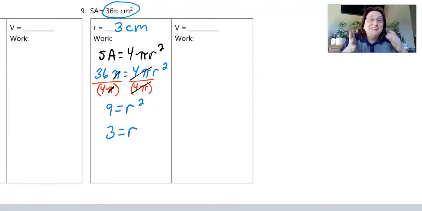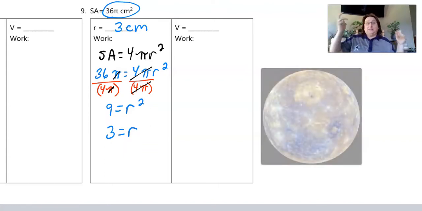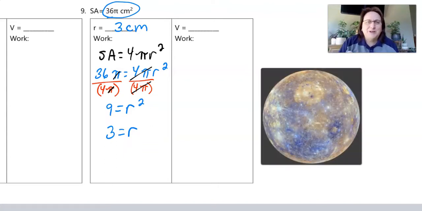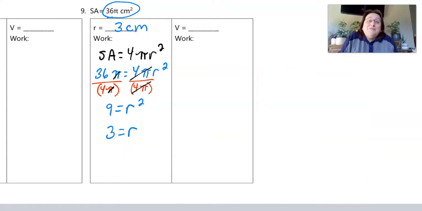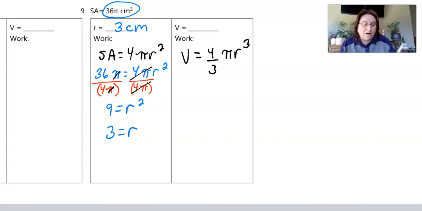Did you guys remember that a radius is in linear units? You should have gotten 3 centimeters. Now that we know the radius of this particular sphere, or we could even say this is the radius of a planet, right? Can you imagine how small that little planet would be? So now we can find the volume. We can find how much fits inside that sphere. Can you tell me which one of these formulas we should use for volume of the sphere? Did you look at your formula chart or the notes and say that volume equals 4/3 pi r cubed?